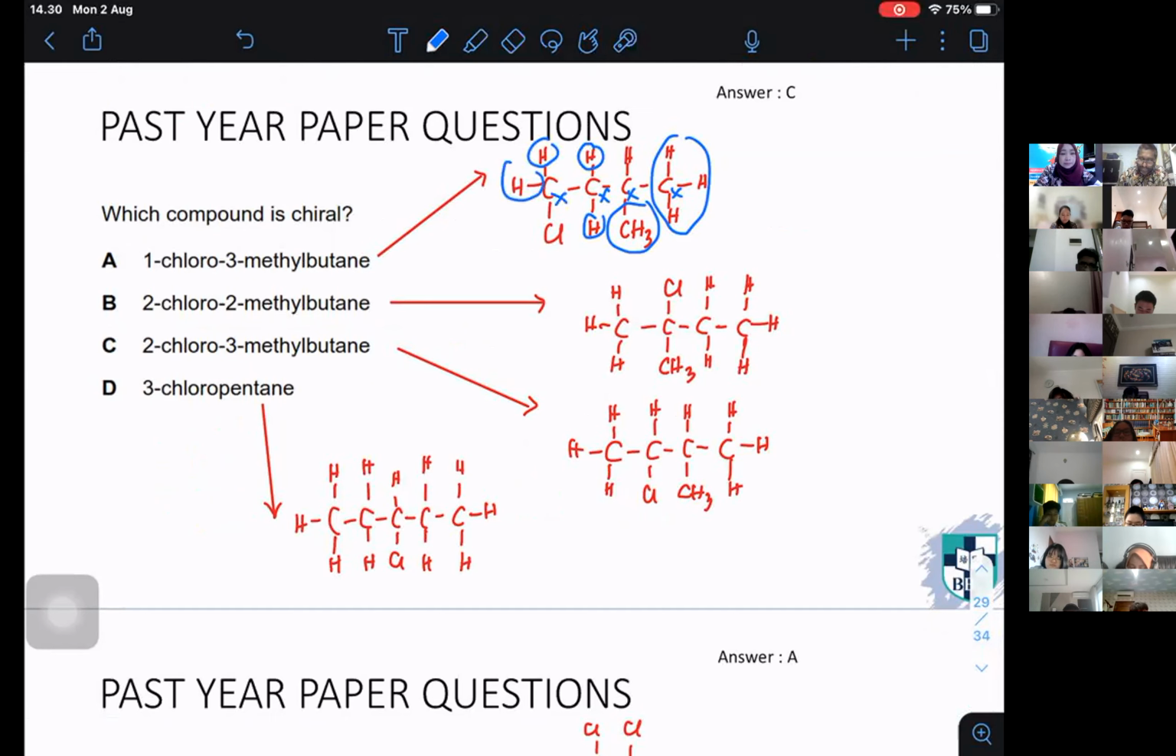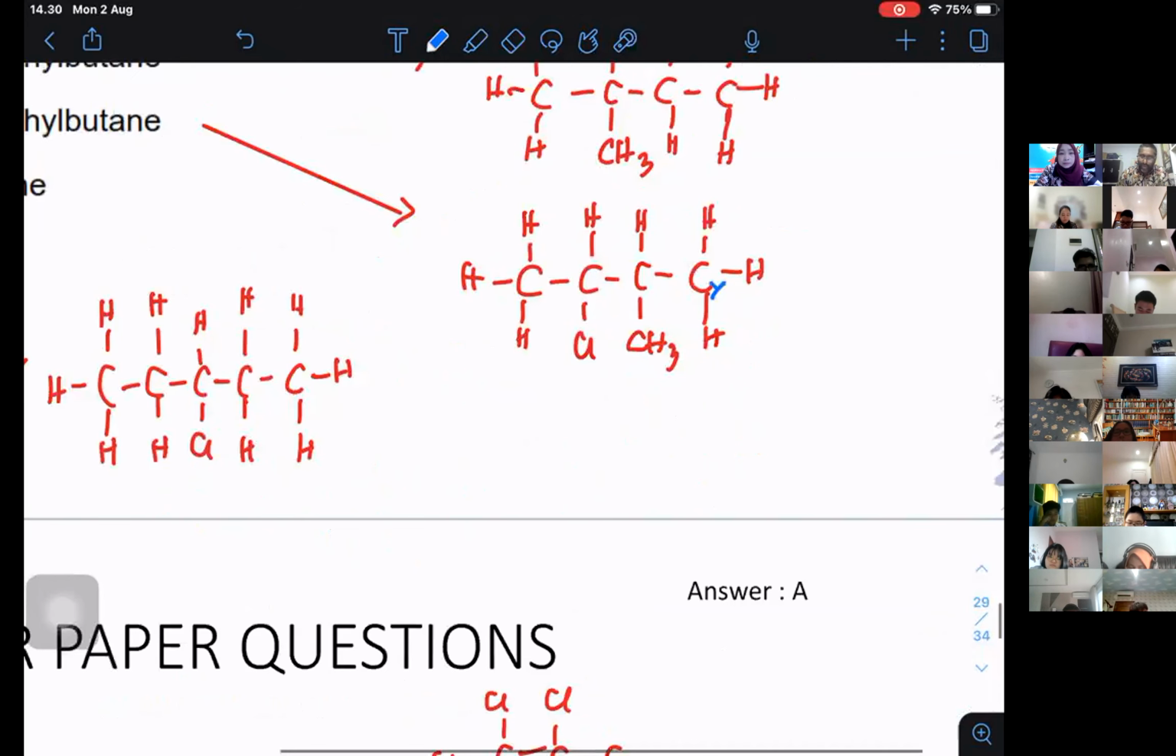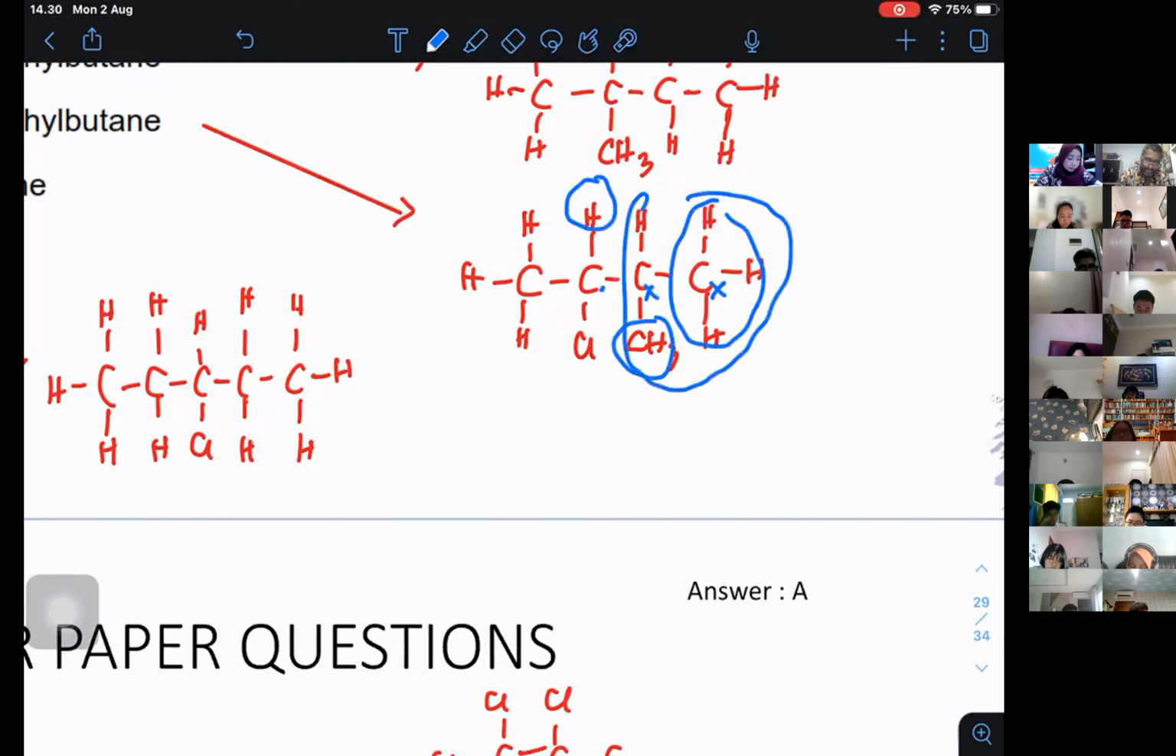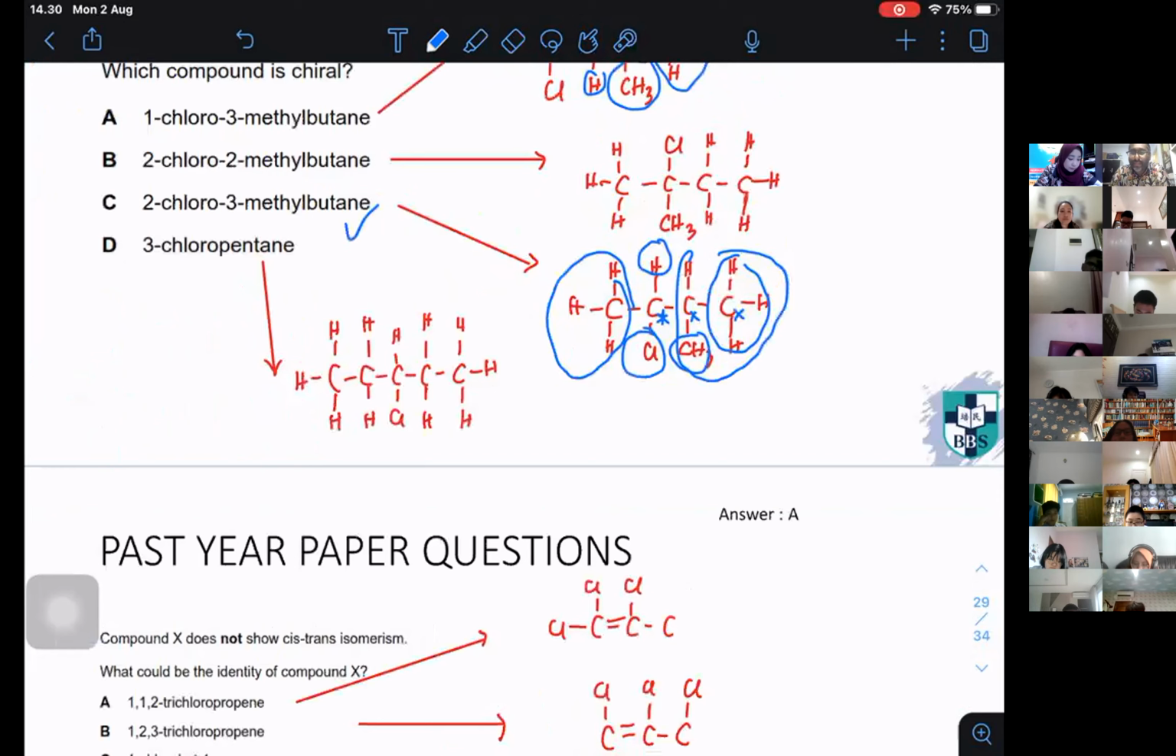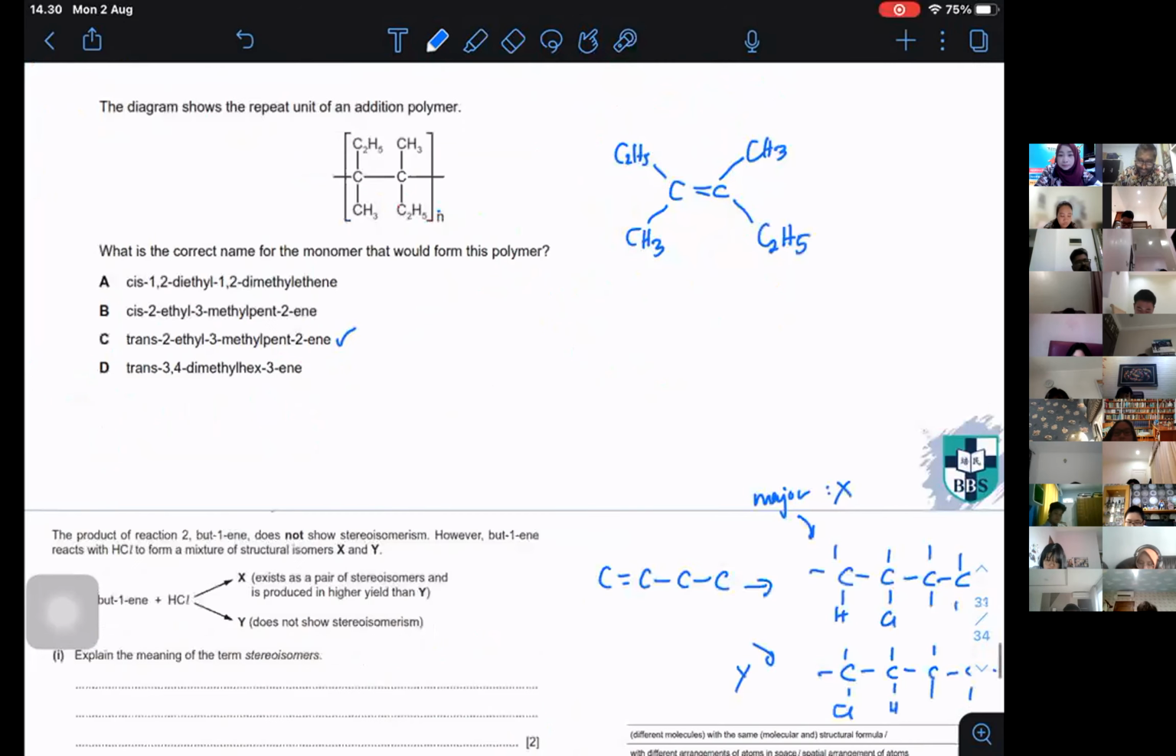If you look at this answer C, you don't have one. But if you look over here, this CH3 and CH3, this one also cannot. But if you look here, this is one group, this is another group, this is another group, this is a chiral center. So this one can form a chiral center, and then you can select it as the answer. Something like that, and please go through all these questions.